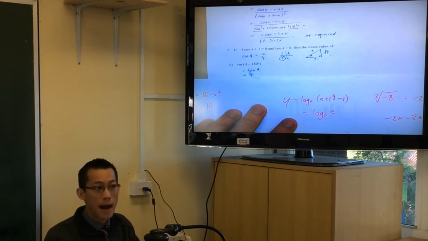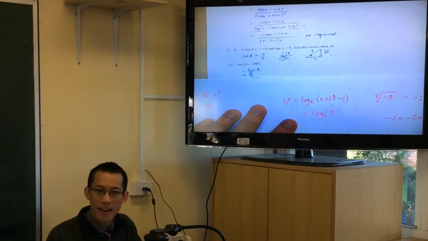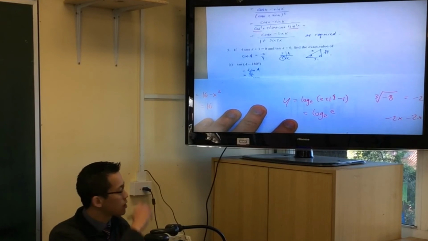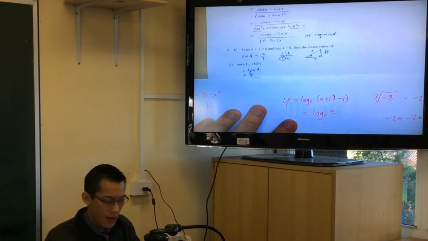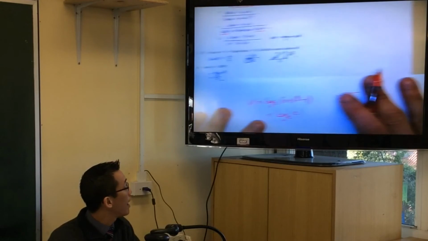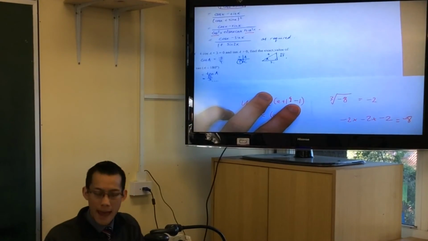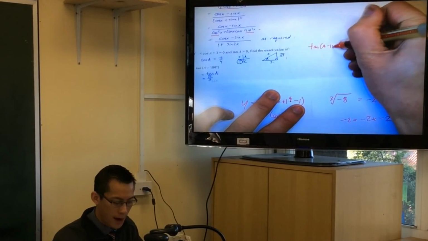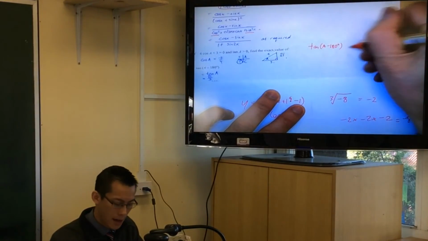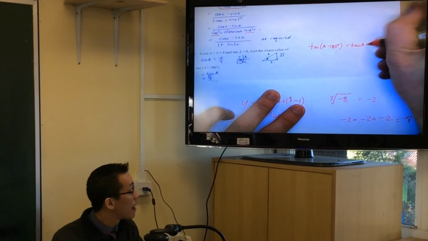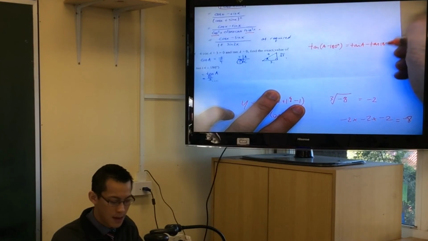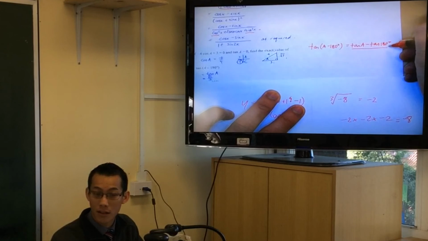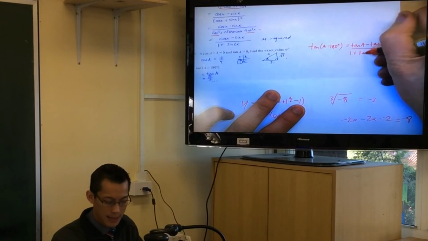Tan of a minus 180, okay? Now the easiest way to see it is to say, well, tan is periodic every 180 degrees. So tan of a minus 180, you can just read off. That's tan a, okay? Alternatively, if you didn't see that right away, you could say, well, I know how to expand tan of a minus b. Tan of a minus b, where in this case b is 180, is tan a minus tan b divided by, help me out, 1 plus tan a tan b, very good.